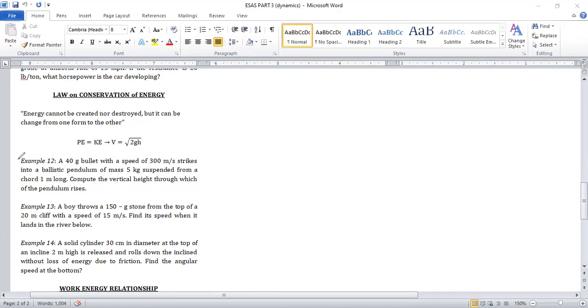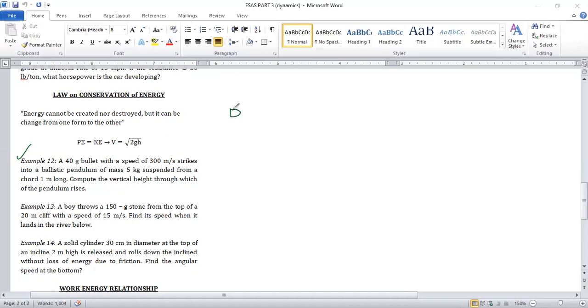So clearly number 12. Okay, in number 12, you have a 40 grams bullet with a speed of 300 meters per second that strikes a ballistic pendulum of mass 5 kilograms, suspended from a cord 1 meter long. So compute the vertical height to which the pendulum rises, okay.